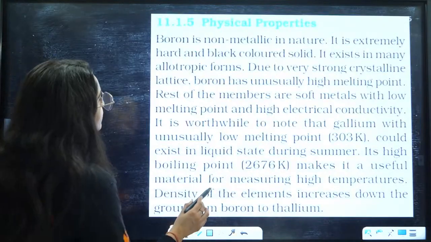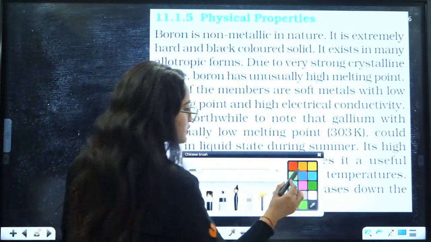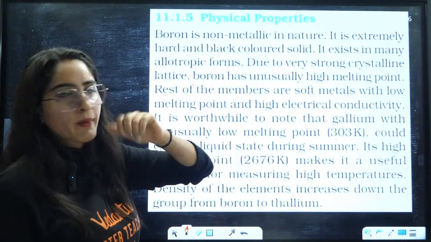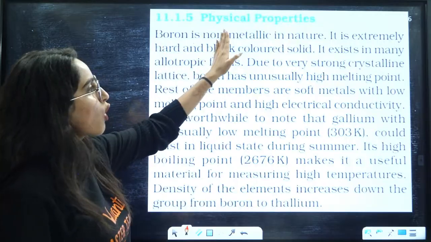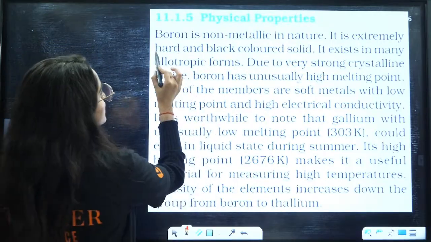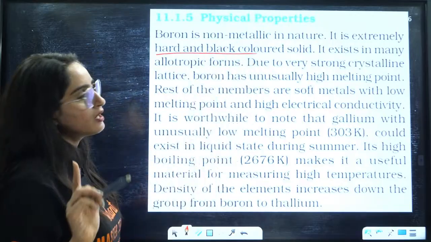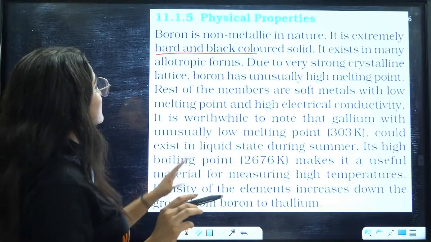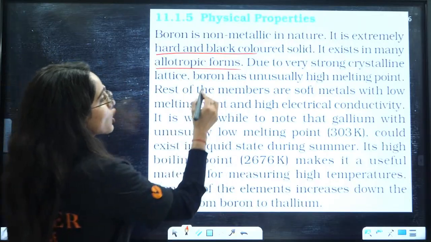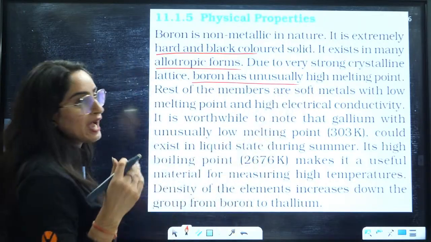Now are the physical properties. We have already done them in the table, but now let us see the theory part here, right? Boron is non-metallic in nature. The rest of the elements are metallic in nature. It is an extremely hard, black colored solid, right? It exists in many allotropic forms due to its very strong crystalline lattice. Boron has an unusually high melting point.